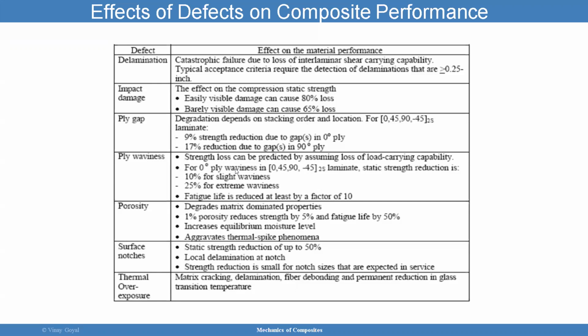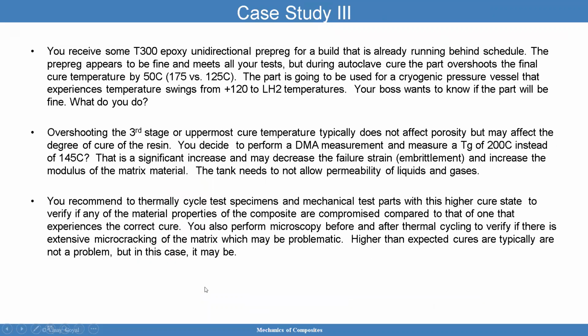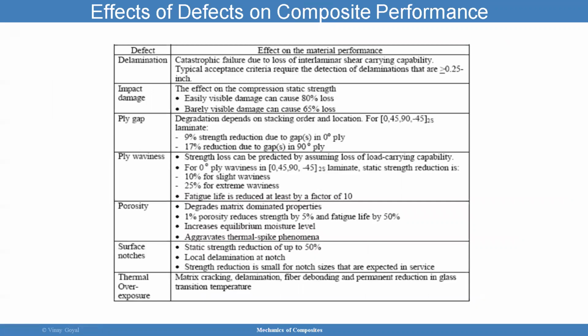Ply waviness. Strength loss can be predicted by assuming loss of load carrying capability. So say a ply is extremely wavy. I don't have a picture of a wavy ply, but say this ply here had waviness, meaning it went up and down, wrinkle-ish. That's going to cause a strength reduction. For ply waviness in a 0-degree ply, for this laminate right here, it can cause a static strength reduction of up to 10% for slight waviness, up to 25% for extreme waviness. So something to really understand. Fatigue life can be reduced by at least a factor of 10. So it can be quite dramatic.